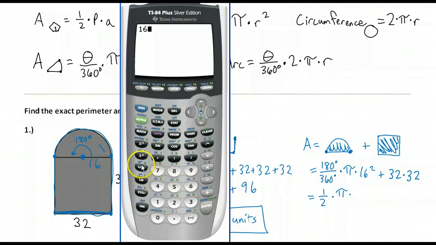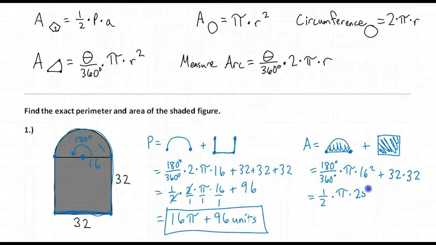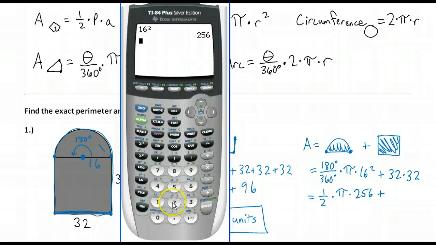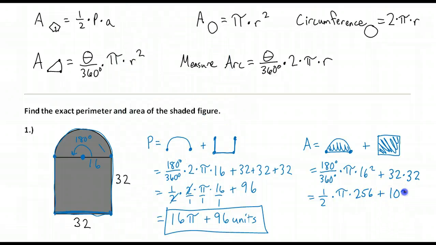I'm going to use my calculator. 256 plus 32 times 32. I'm going to have to use my calculator. 1024.